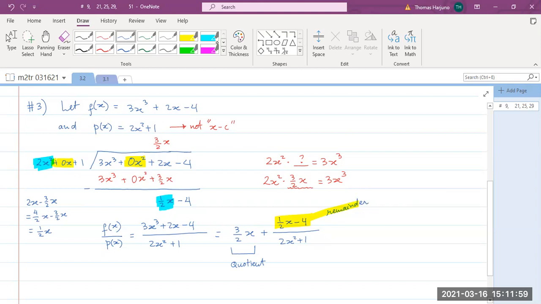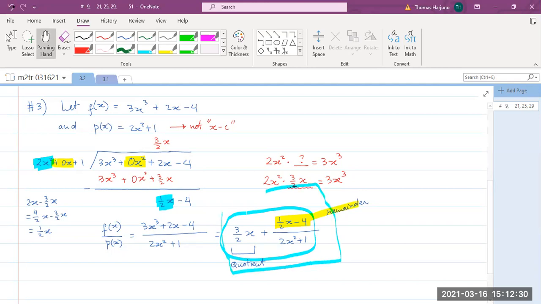Cool. But overall, this is the quotient. Now, when we say quotient, which one does it refer to, Thomas? When you divide two polynomials, the quotient is this. But when they ask more specifically, what's the quotient and what's the remainder, then you say that this is the quotient and this is the remainder.